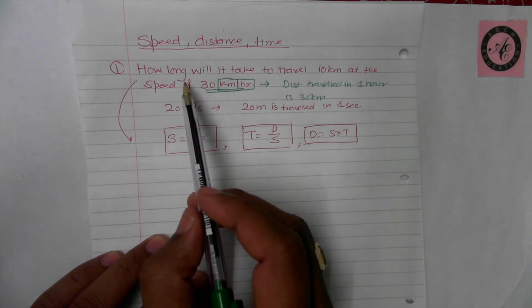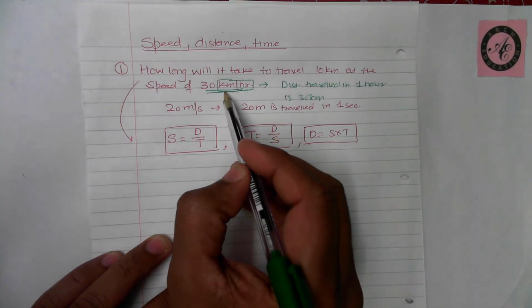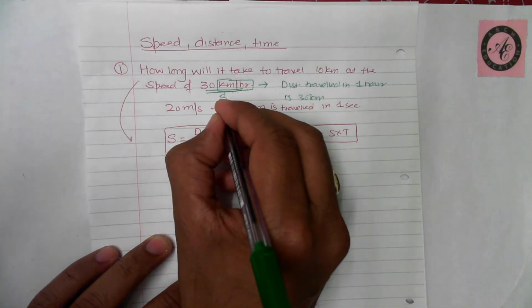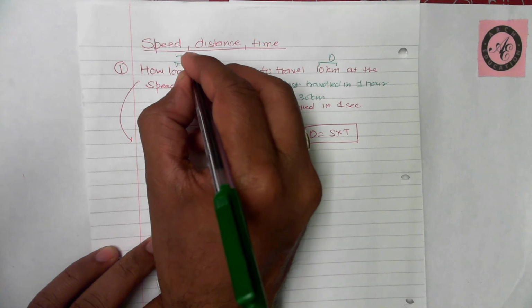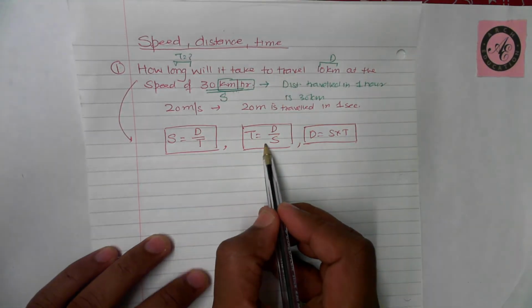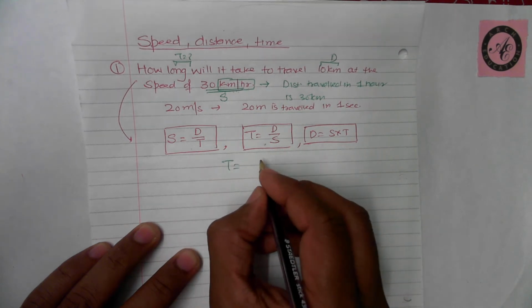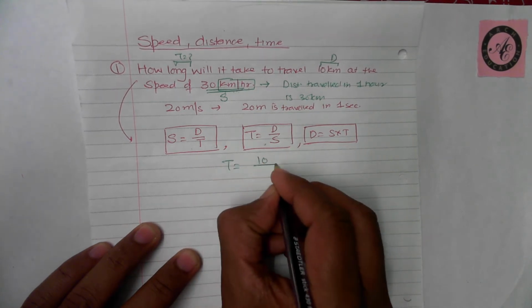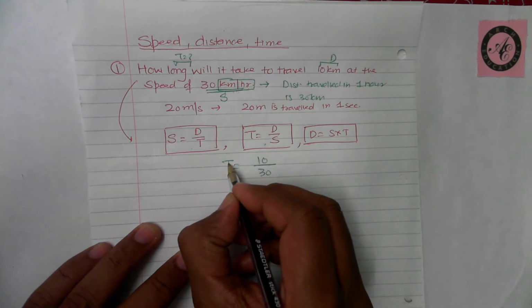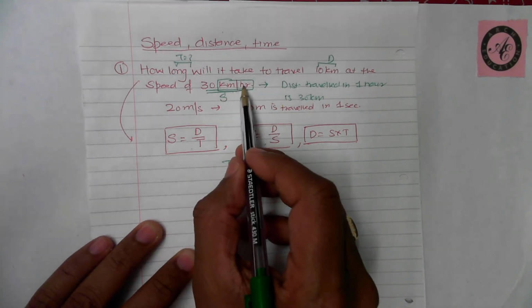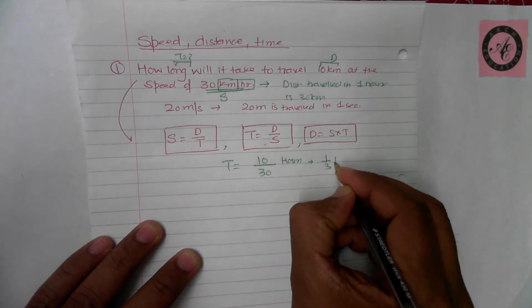Okay, so this question: how long will it take to travel 10 kilometers at the speed of 30 kilometers per hour? So that's your speed, this is the distance, and what we have to find is time. So guys, we use this formula, rearranged from here. Time equals distance, which is 10 divided by 30, and remember the time will carry the same unit as is given in speed, which is hours. So guys, this is 1/3 of an hour.